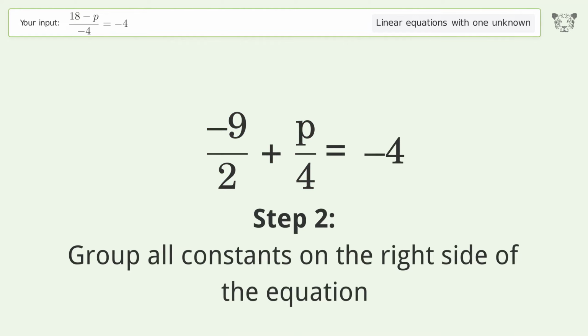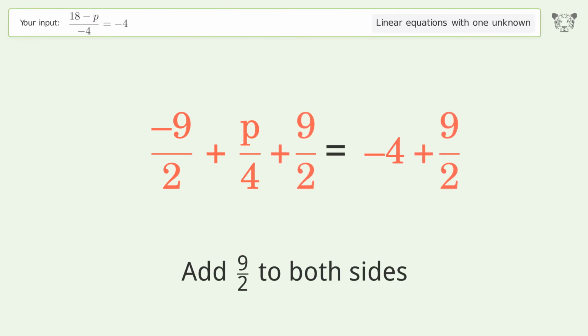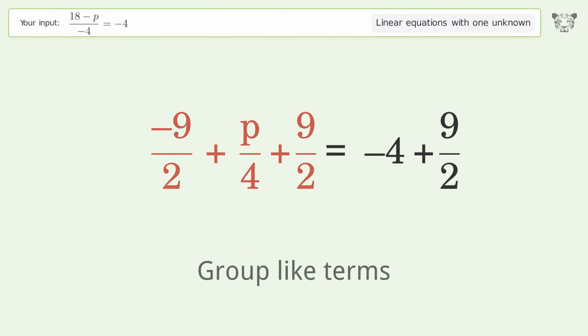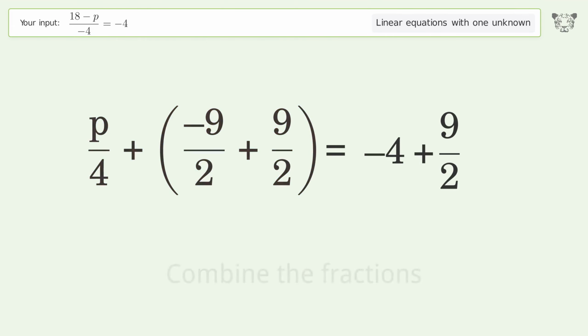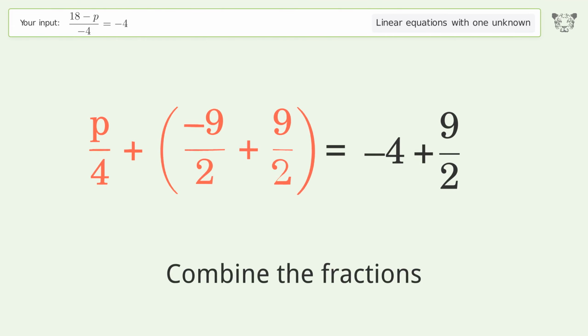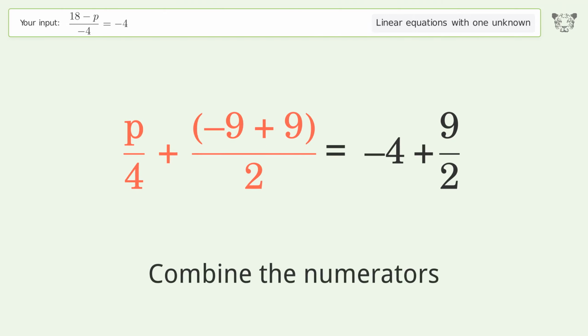Group all constants on the right side of the equation. Add 9/2 to both sides. Group like terms. Combine the fractions. Combine the numerators.